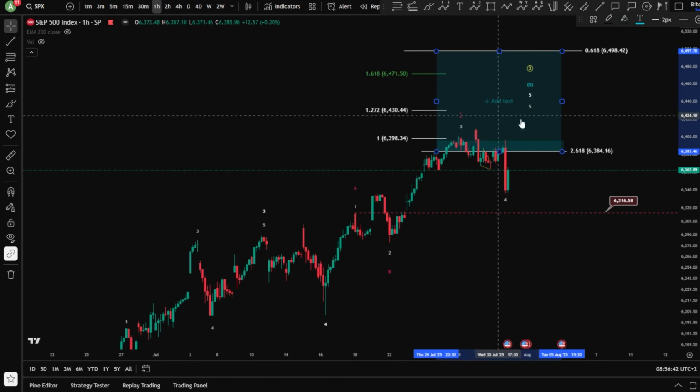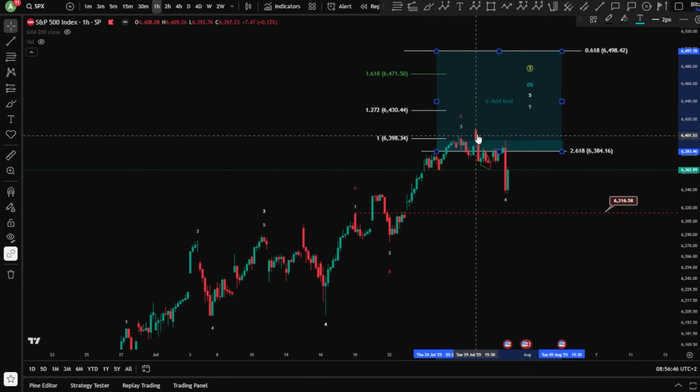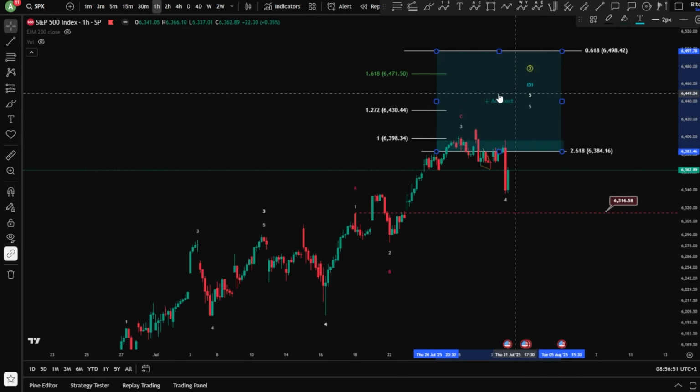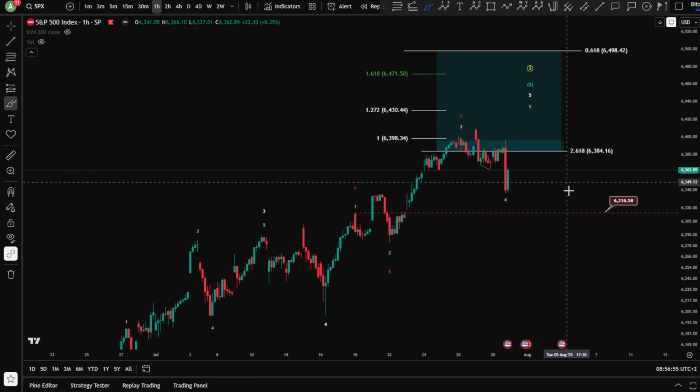6,400, I would say, is very likely for SPX and above it. Of course, I mean 400 is above this high. I would say 6,450 would be at least the target for a wave 5.